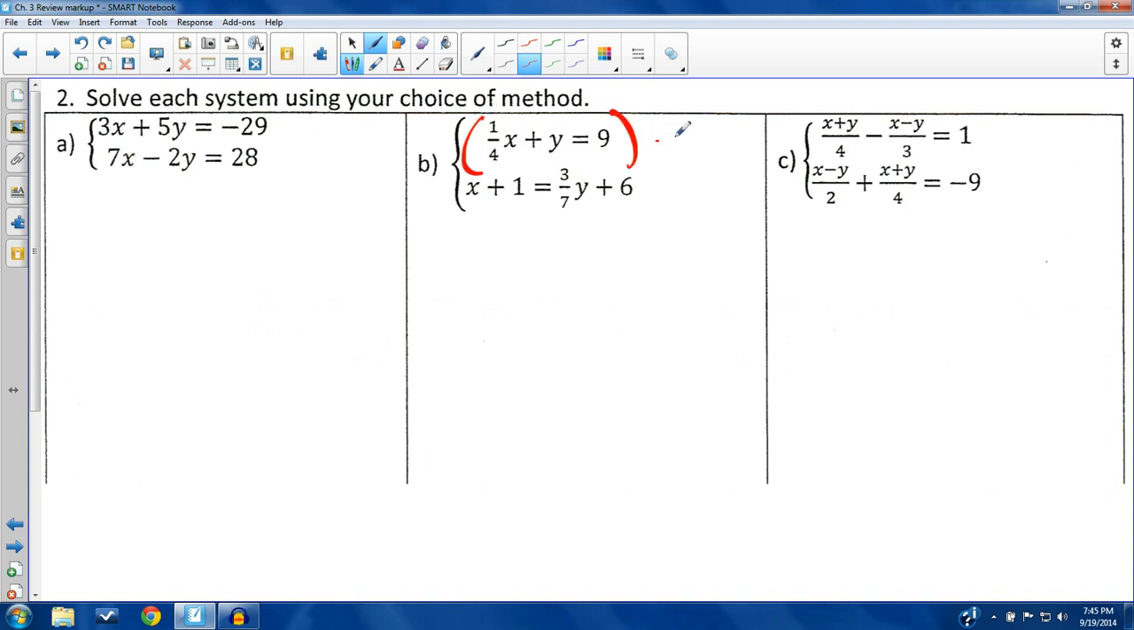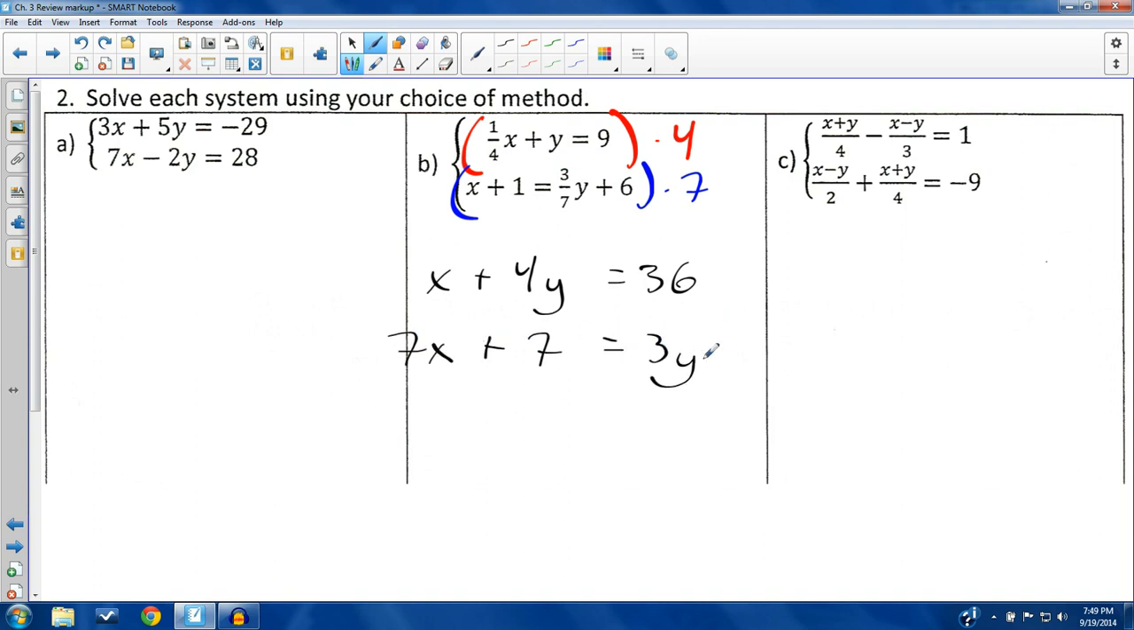I'm going to multiply this by 4. I don't like this over 4 fraction. I'm going to multiply this guy by 7 here. I don't like that over 7 fraction. So let's change this. It doesn't look good to me, right? All right, so when I multiply this by 4, I'll get x plus 4y equals 36. When I multiply this guy by 7, I'll get 7x plus 7 equals 3y plus 42. Fraction's gone. I feel better. For substitution, it'll be okay, but I'm going to continue on.